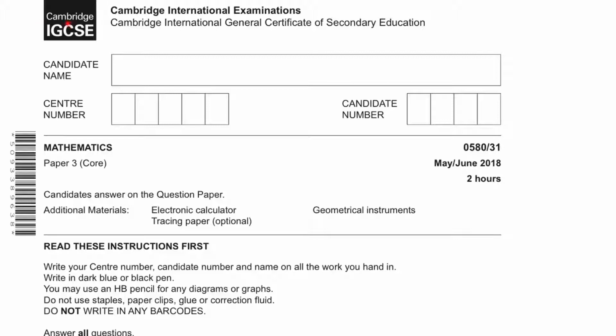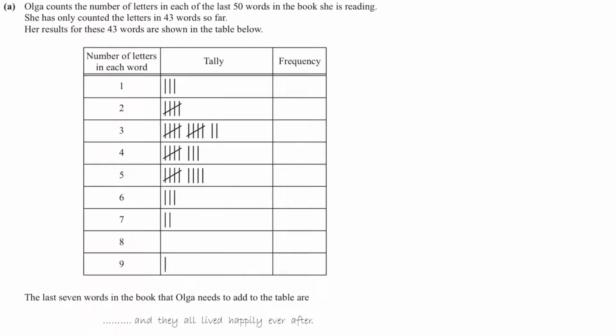Today we are going to solve Cambridge IGCSE Paper 3 Core, Variant 3-1, June 2018. So the first question is about tally and frequency. Olga counts the number of letters in each of the last 50 words in the book she's reading. She has only counted the letters in 43 words so far. Her results for these 43 words are shown in the table below.